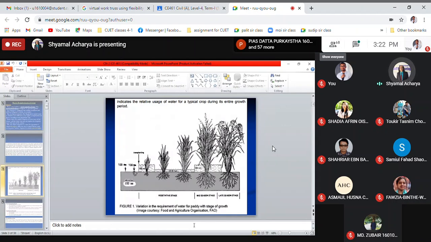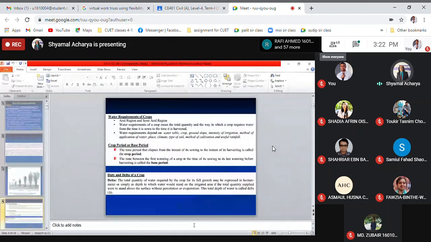So what we discussed up to this time frame: no water, no crop is the arid region. Still less water, with less quality of crop, is the semi-arid region. Water requirement of a crop is the total quantity and the way in which the crop requires water from the time of its sowing to the time of its harvesting, as you have seen in the last picture.